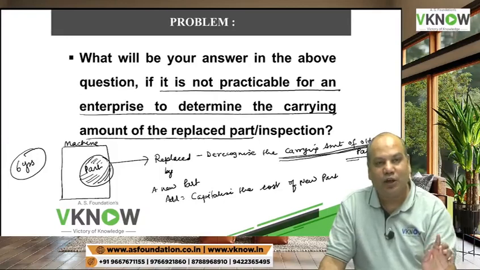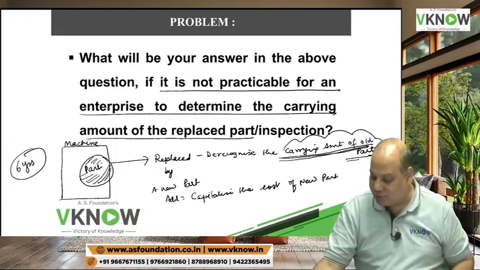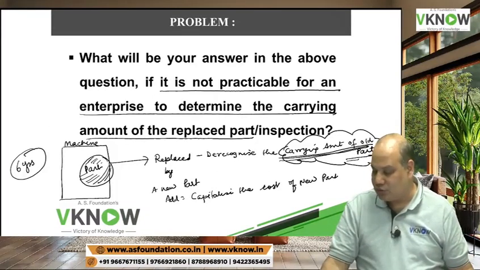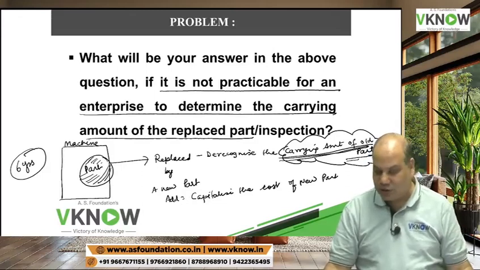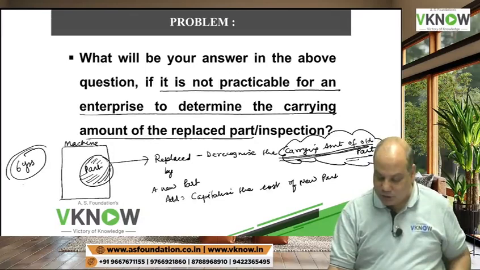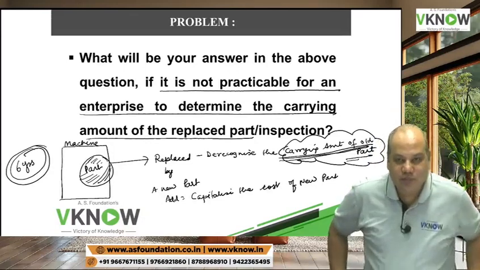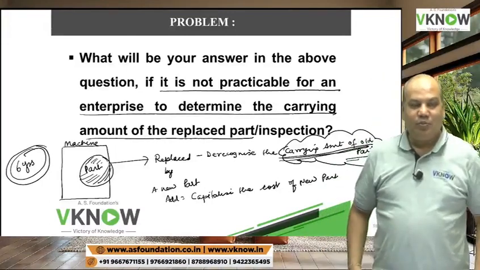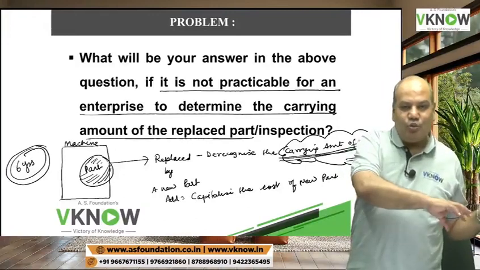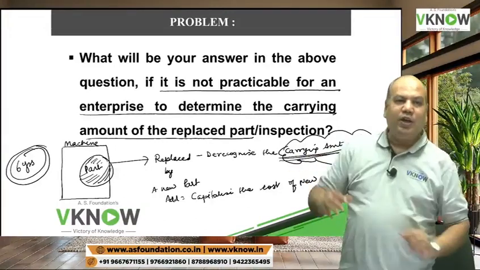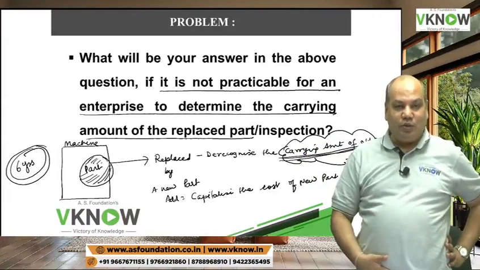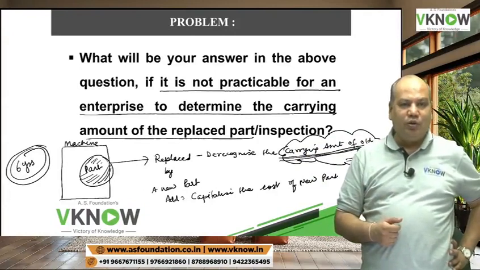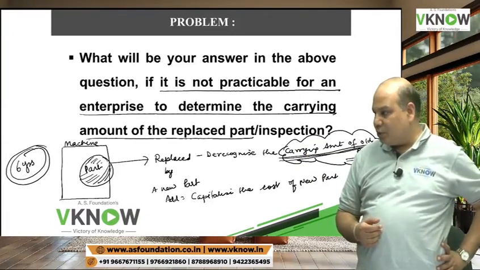How do I calculate the carrying amount of the part which is replaced? Please give me your suggestion. We are standing today, 6 years after the date of purchase of the car. I replace the tire. My standard is saying you de-recognize, remove the carrying amount of the tire, and add the cost of the new tire in your car value. How do I get it? Any potential suggestion?